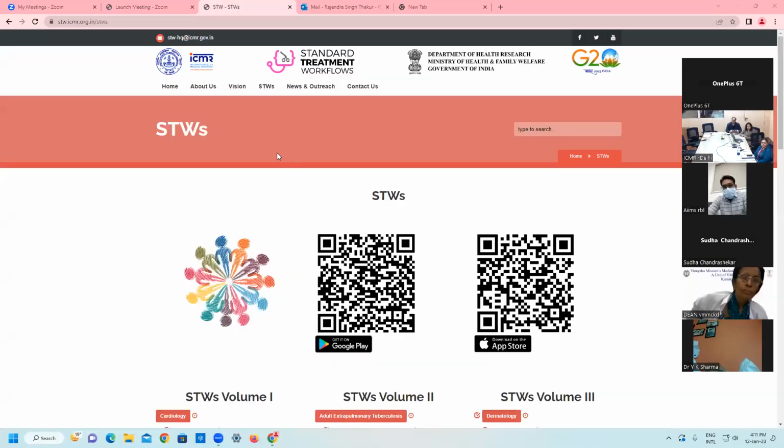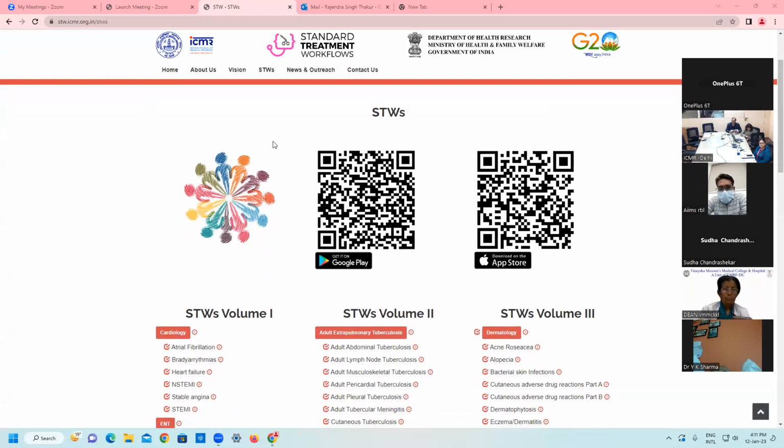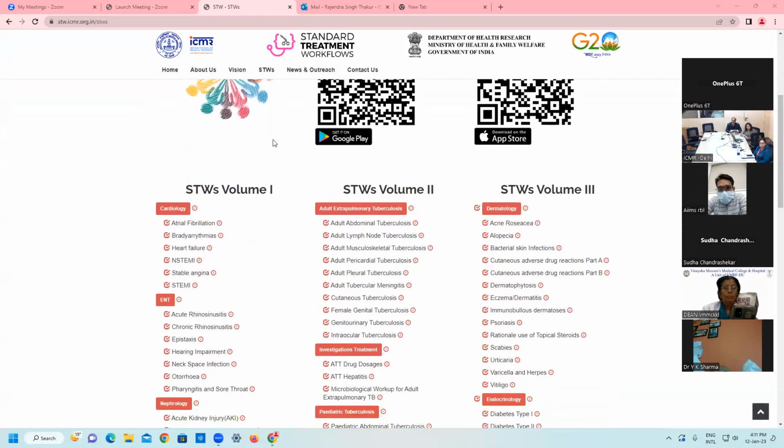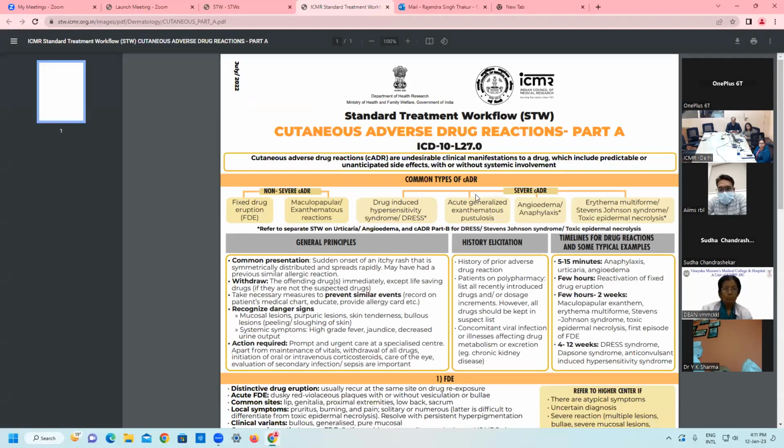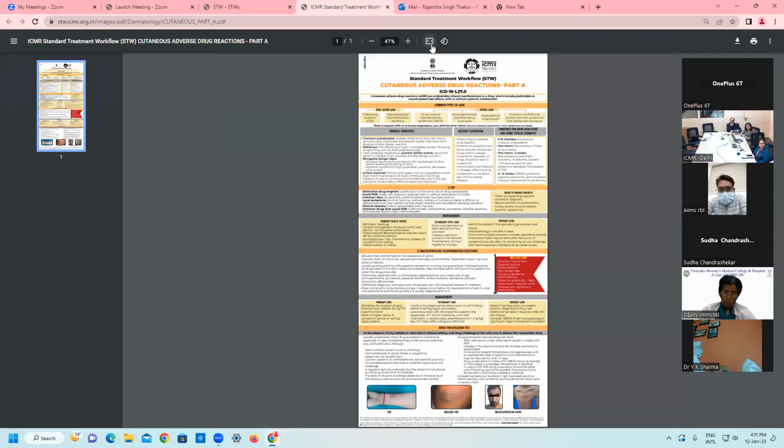It's not difficult. If you go to the ICMR site, you go to STW, and then you can find the QR code for both Android as well as the App Store, and then you can download and see. This is handy at all levels: primary level, secondary level, and of course tertiary level. So coming back to the topic, which is cutaneous adverse drug reactions. Is it okay on the screen?